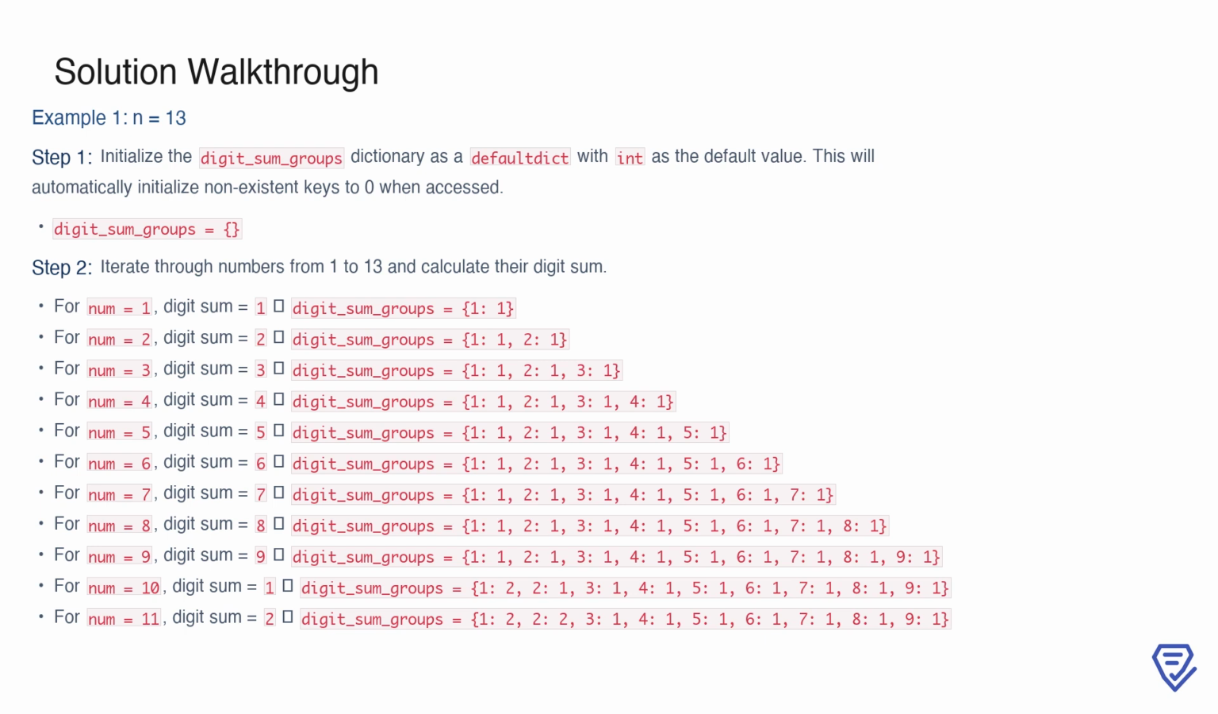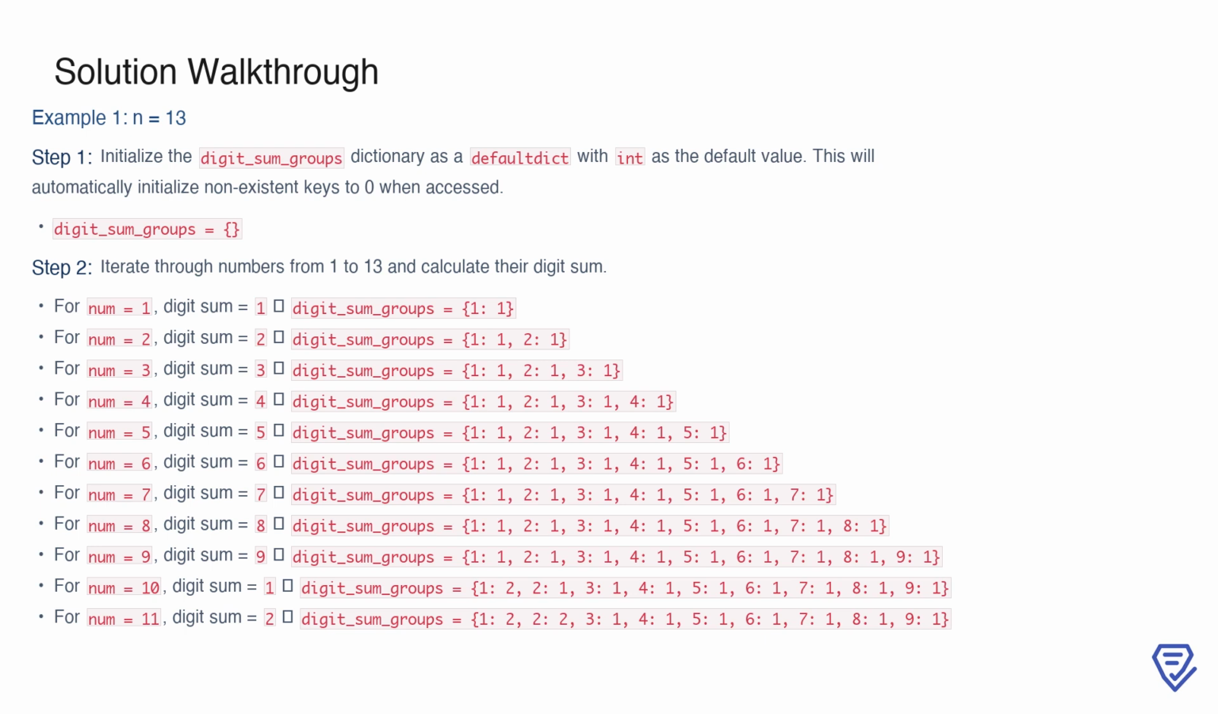Next, we iterate through all the numbers from 1 to 13, calculating the digit sum for each number. For example, the digit sum of 1 is simply 1, so we increment the count for the key 1 in the dictionary. Similarly, for 2, the digit sum is 2, and we increment the count for key 2. We continue this process for numbers up to 9, where each digit sum corresponds to the number itself, so the dictionary grows to have keys from 1 to 9, each with a count of 1.